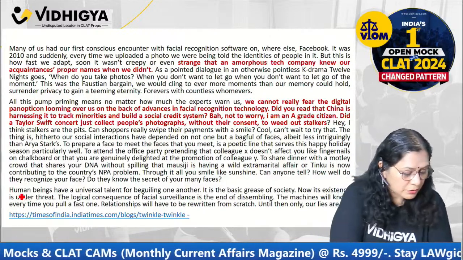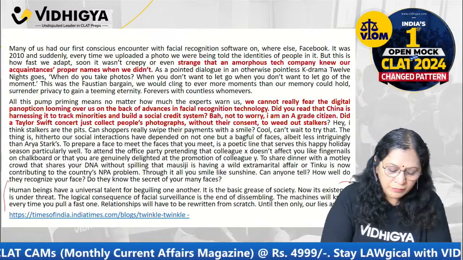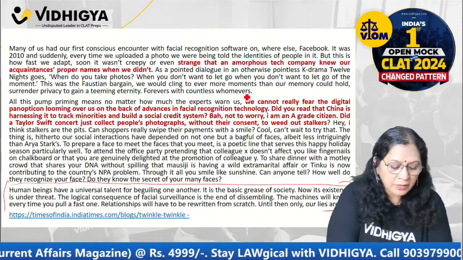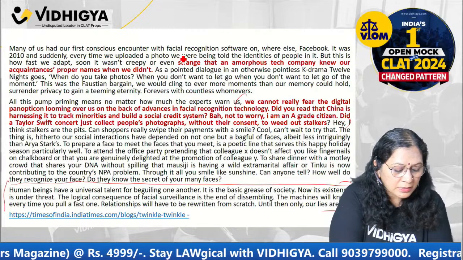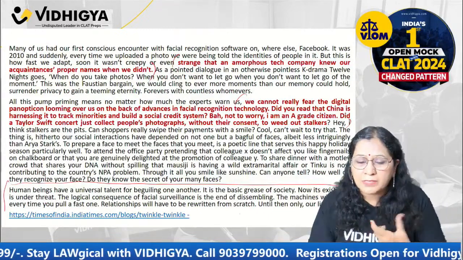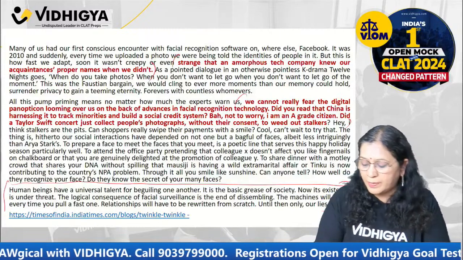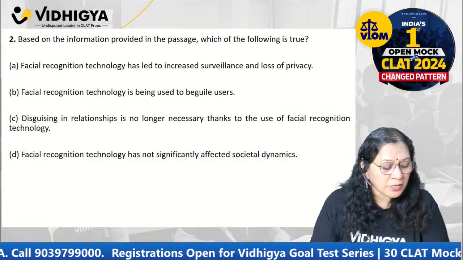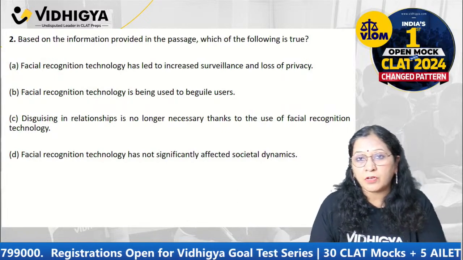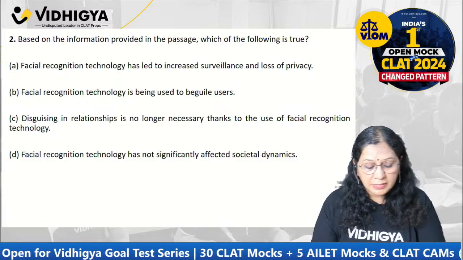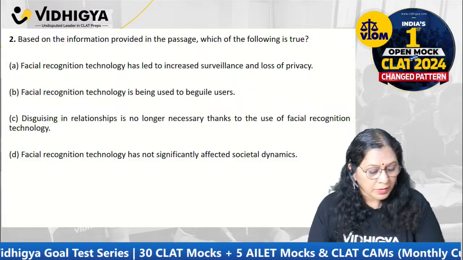Yeah, it was here also. The last paragraph. Right. Bringing it from here and the first paragraph. The first paragraph से second paragraph से marks हमारे पास एक pointers आ जाते हैं और third paragraph तक उसका आंसर बन जाएगा. Based on the information provided in the passage, which of the following is true? So facial recognition technology has led to increased surveillance and loss of privacy.